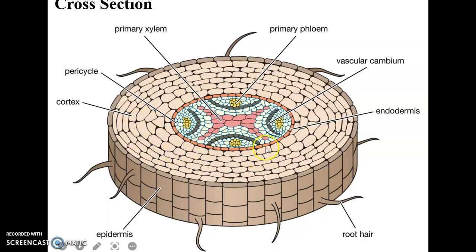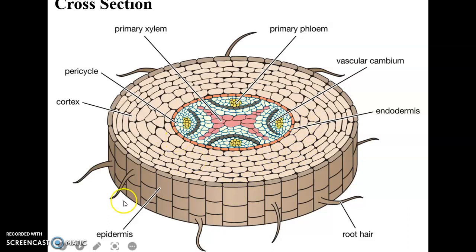Next to the cortex is the endodermis, and this endodermis layer is made up of tightly fitting cells, and the cells of the endodermis have a band or strip which restricts the water absorption.